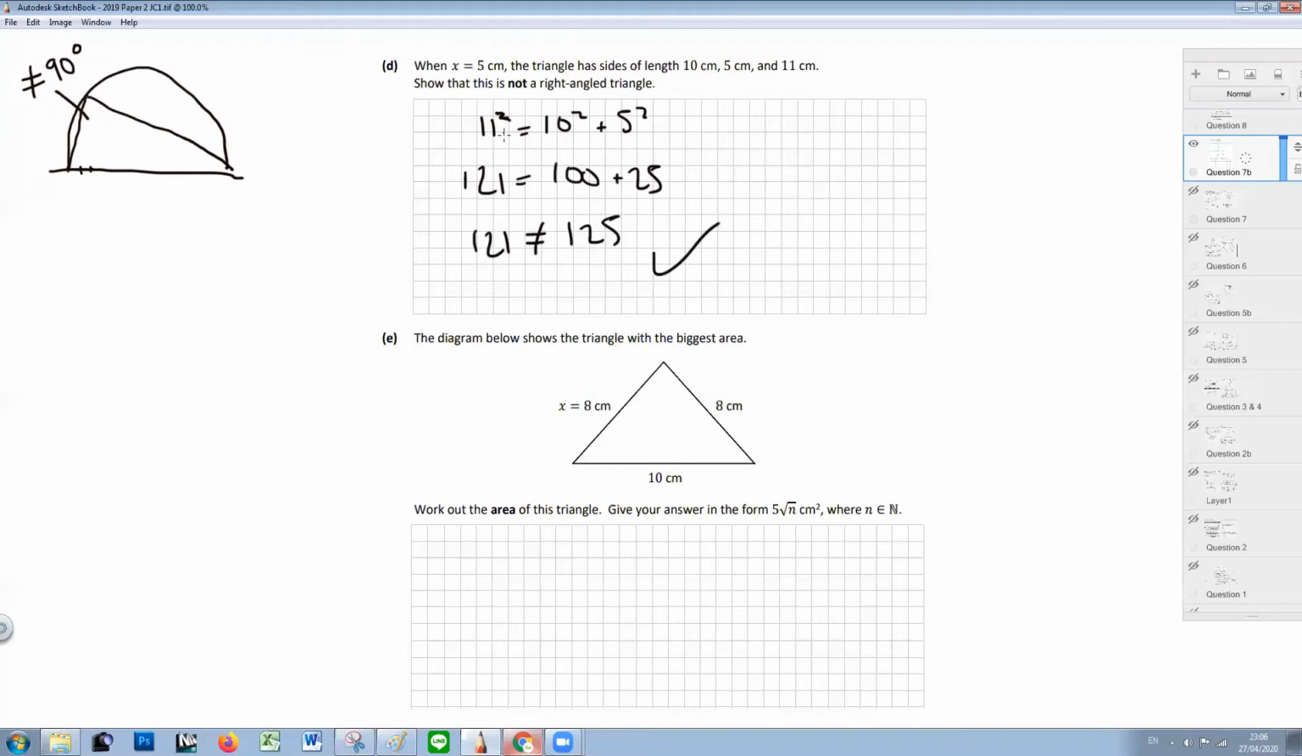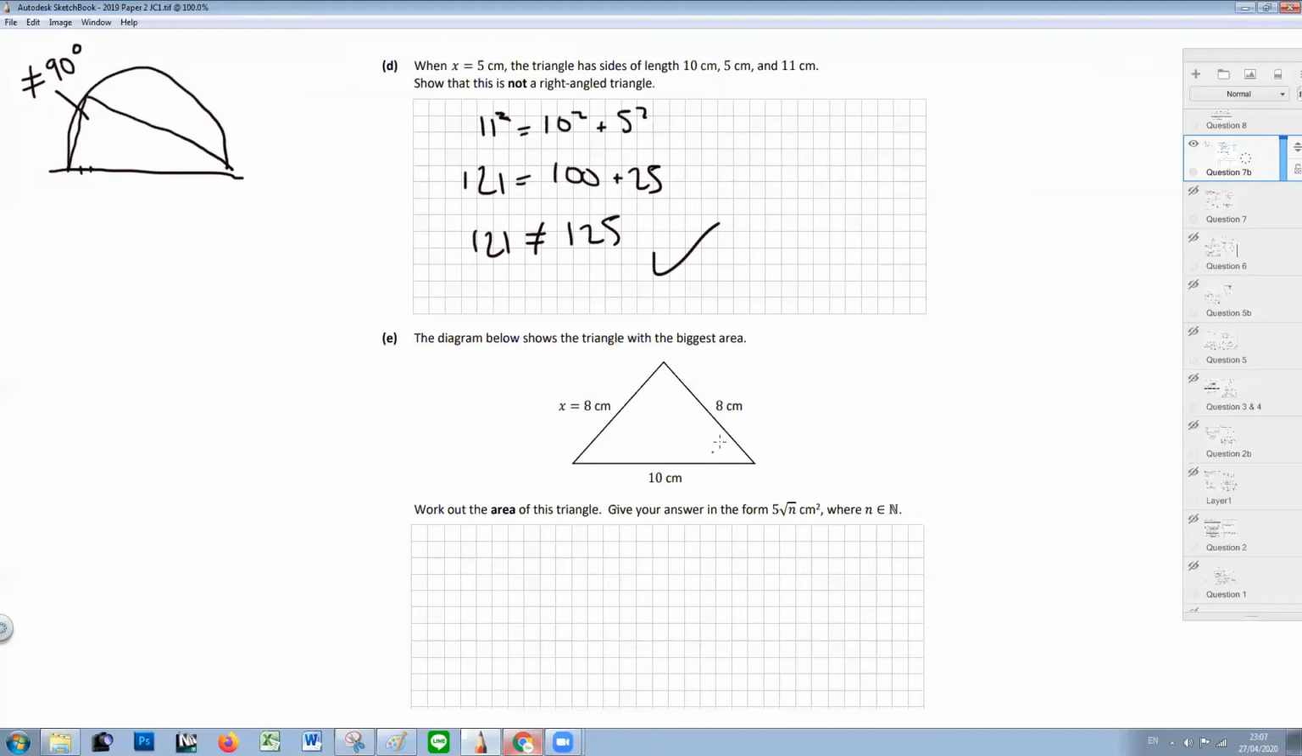So for Pythagoras' theorem, the hypotenuse squared should be equal to the adjacent squared plus the opposite squared. And in this instance, because we worked that out, we can see that these do not equal, hence the angle is not equal to 90 degrees. Hopefully that's clear. The diagram below shows the triangle with the biggest area.